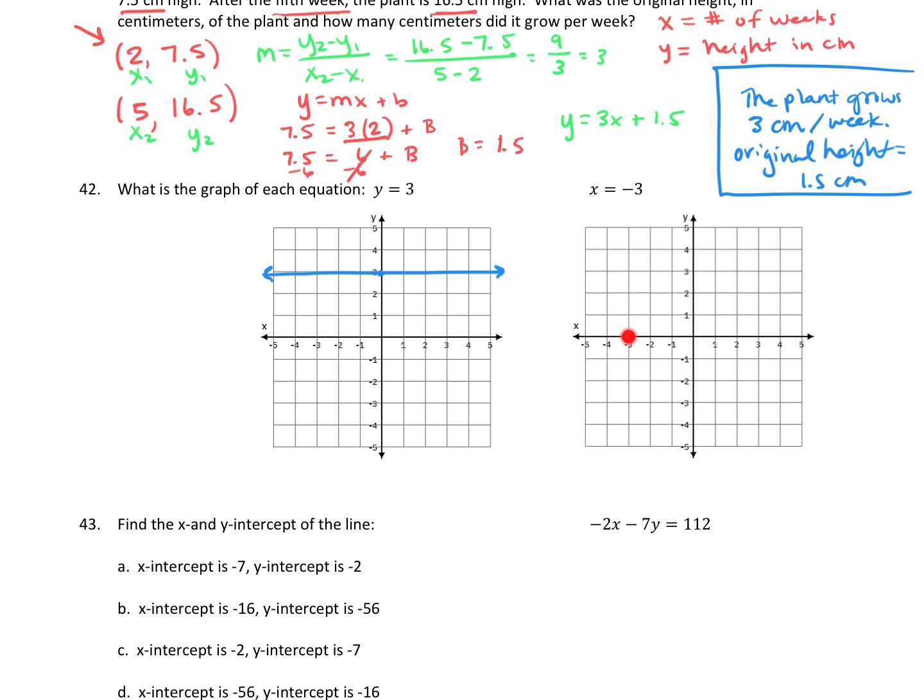So if you go to the left 3 and up or down, you get this point, this point, this point, or you go to the left 3, down 2, to the left 3, down 4. So all of those points have an x value of -3.